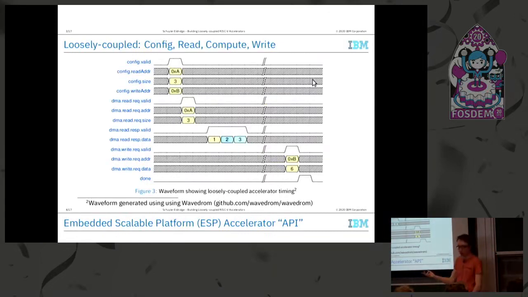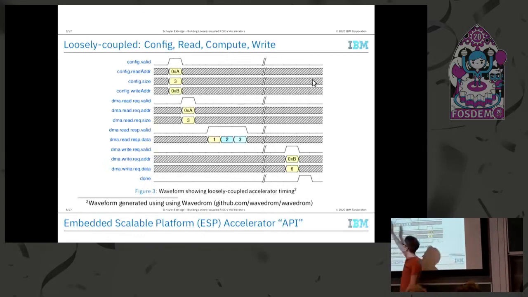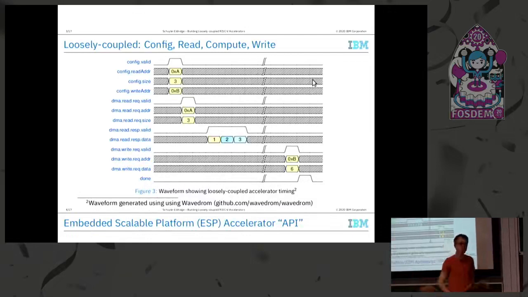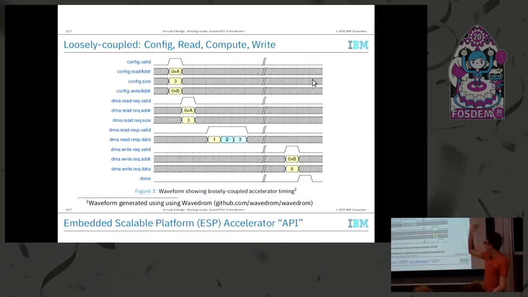And just to concretize that, this is an example toy timing diagram of an accelerator that is just computing the sum of an array in memory. What that looks like is you start off at the top and there's some configuration. You're saying, hey, go look at address hex A. It's a vector of size 3, and I want you to compute the sum and write the output to address B.